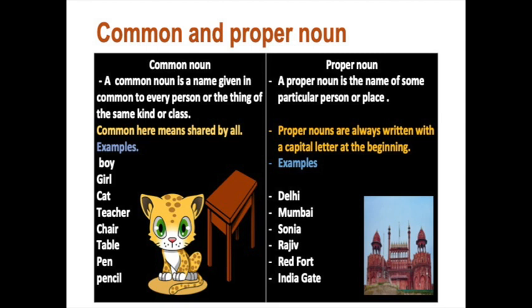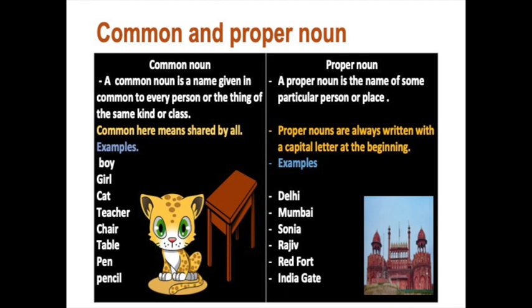Next, proper noun. A proper noun is the name of some particular person or place. When you have a name of anything particular, you have a particular name, for example, your name, you are particular then, right? Particular name, particular place, particular thing, that is a proper noun. And the very first thing which you have to keep in your mind, when you are writing proper noun, the first letter always be capital.